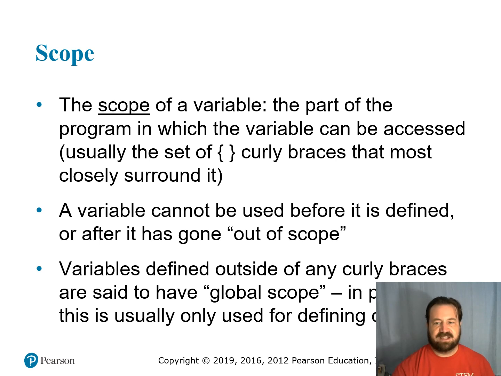Variables defined outside of any curly braces, this is actually possible in C++, it's not possible in some languages, are said to have global scope. That means any part of your code can access them. In practice, that's considered somewhat dangerous. We try to define variables more locally. So in engineering, global variables are usually used only for defining a constant.